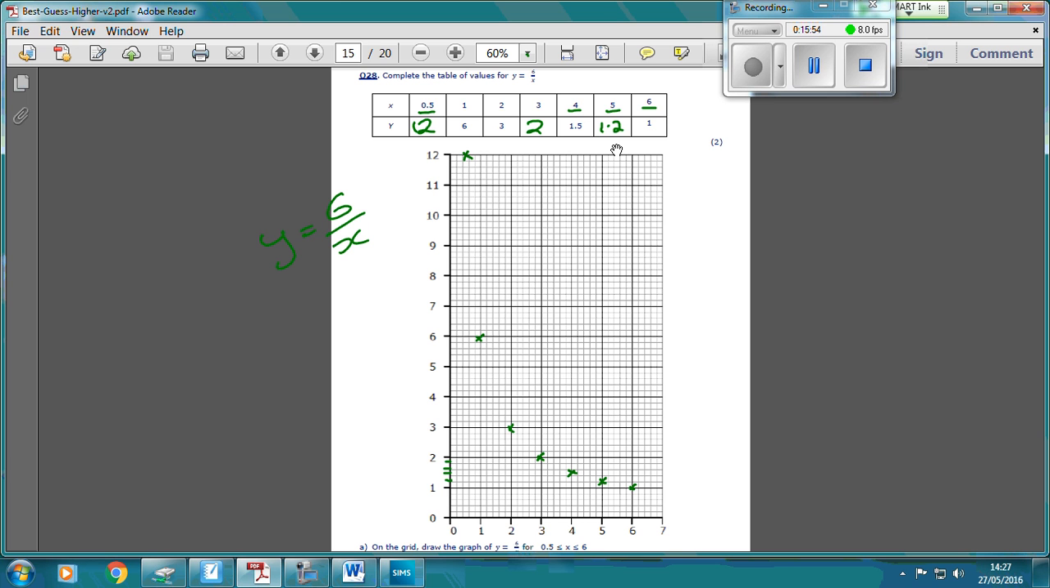Right, what you must make sure you do afterwards, because for some reason people forget to do this all the time, you must join the points together to make a nice smooth curve. And that smooth curve is what you need to get the final mark.